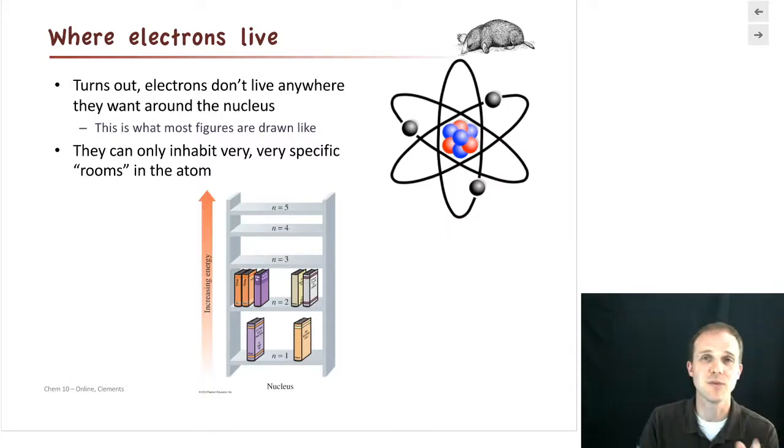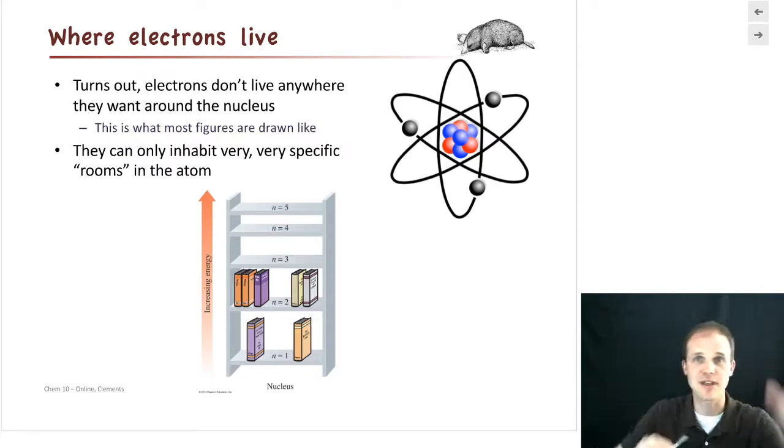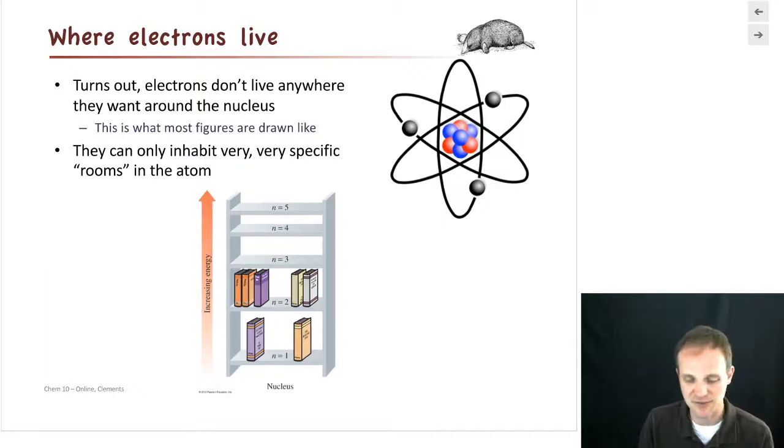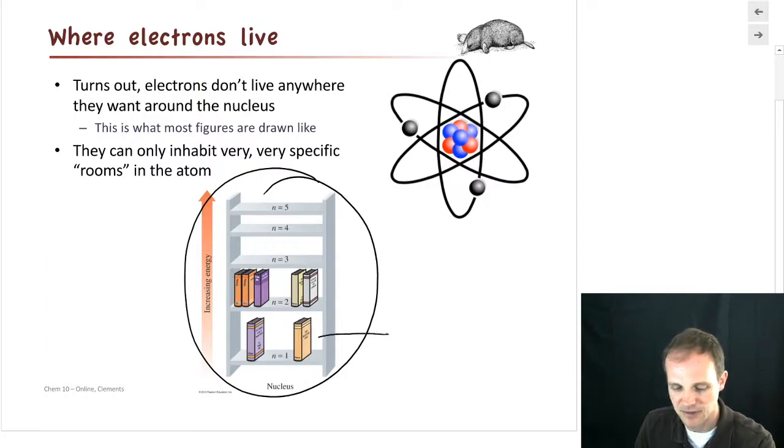They don't live anywhere they want. They can't just float around and be wherever they want to be. They can only exist in very specific places in the atom. It's kind of like a bookshelf. A bookshelf is a decent analogy. You look down here, and let's say we're on the first bookshelf. We take a book out, we put a book back in. We can only put it on that shelf, right?